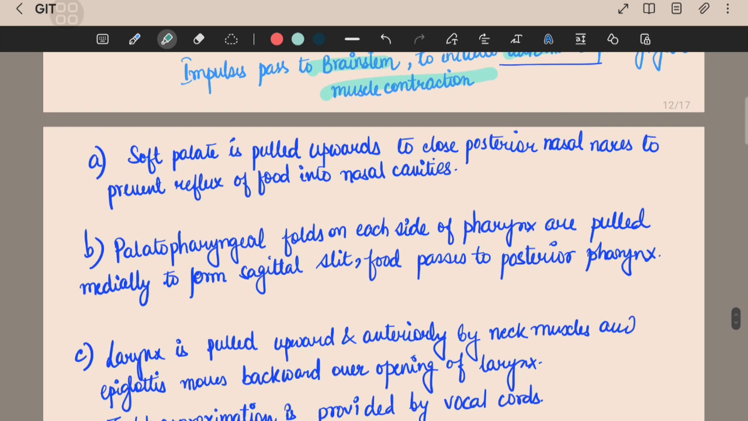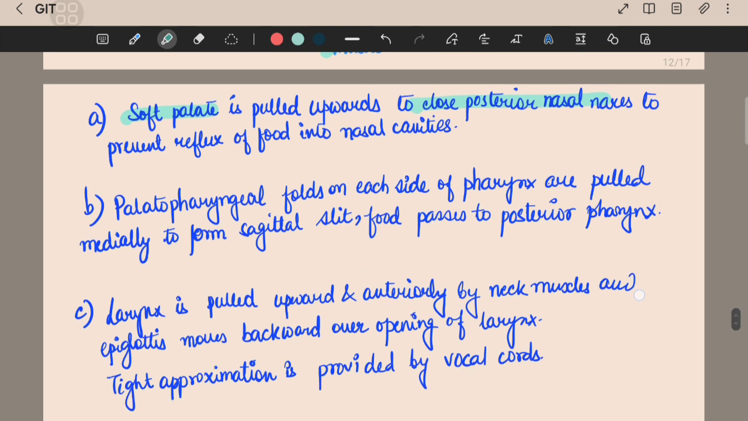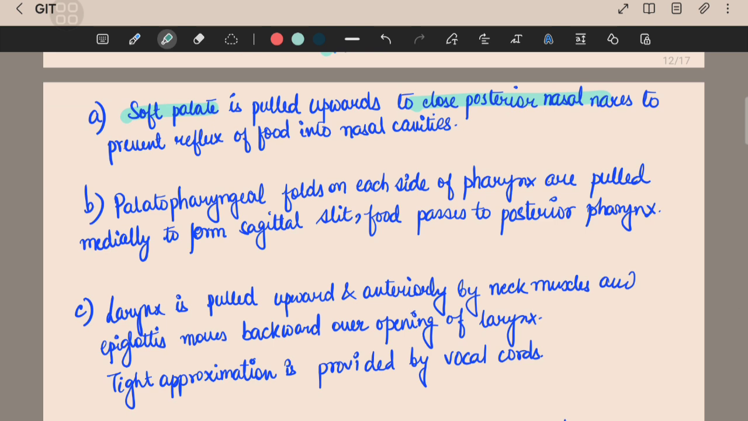Then the soft palate is pulled upward. This is important. The soft palate, that portion which is the uvula, is present as a continuation of the posterior part of the soft palate. That portion is pulled upwards, and that closes the posterior nasal nares, so that the food particles cannot enter into the posterior nasal cavity. So that is prevented by the soft palate, velum palatii or uvula.